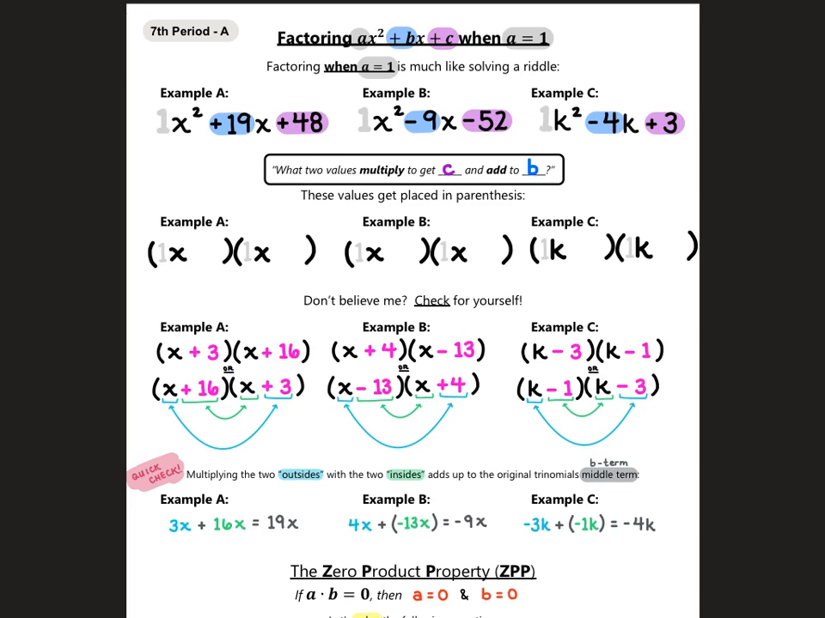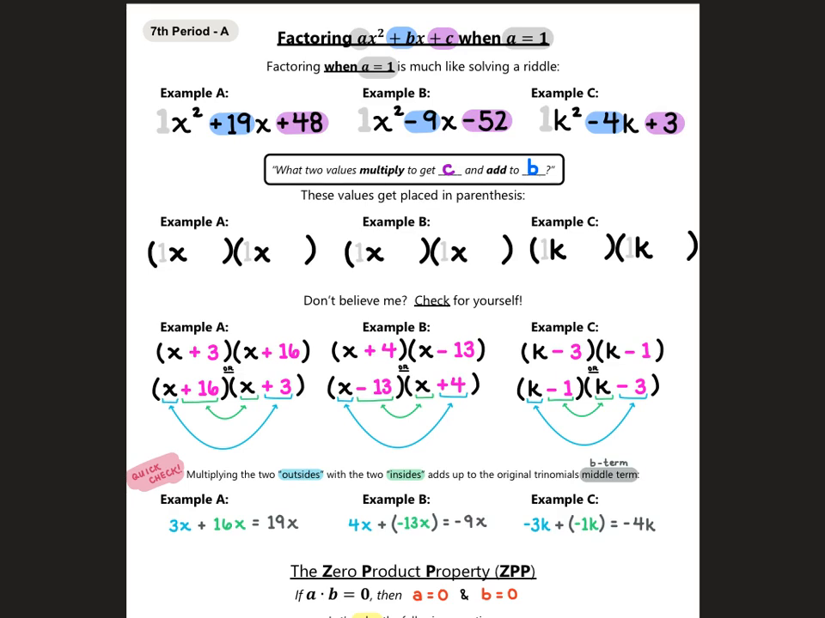We also talked about how the order isn't necessarily important as long as the signs stay in the parentheses. If you look at this second example, what multiplies to give me -52 but adds to give me -9, I have a positive 4 and a -13. If I switched up this order, I would still leave that term as x minus 13, and the second set of parentheses would be x plus 4. So the order isn't necessarily important as long as the signs stay the same.